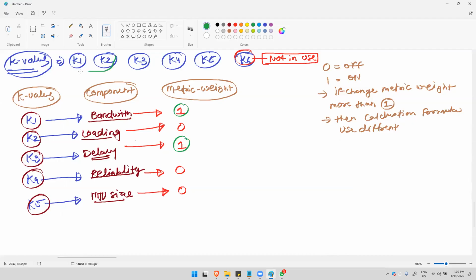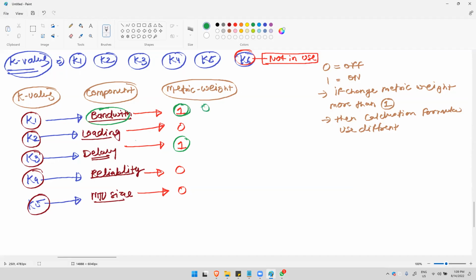What is the meaning of the K1 value? K1 means I am using the bandwidth component, bandwidth information. K2 means reliability. The metric value is 0 or 1. If I want K1 in the calculation, it must be enabled.